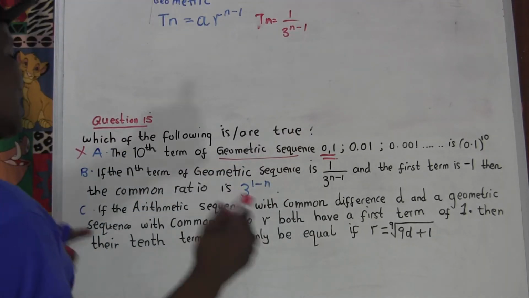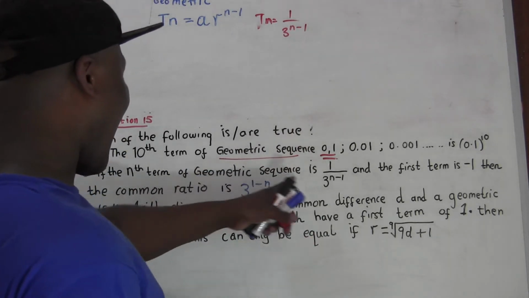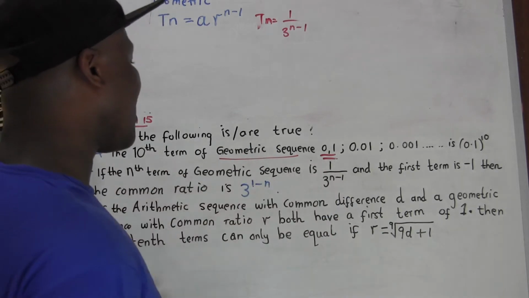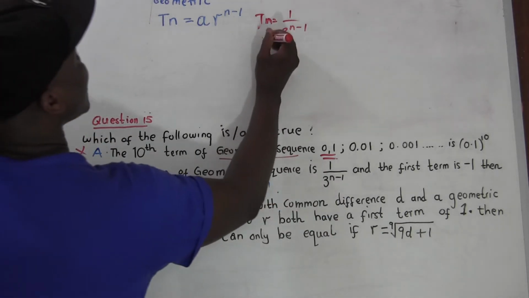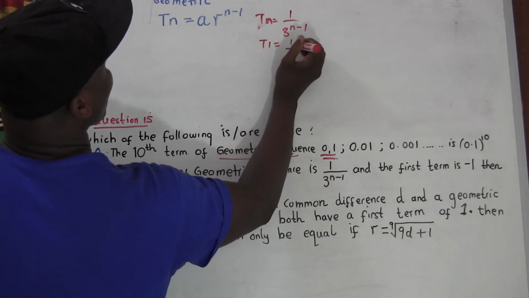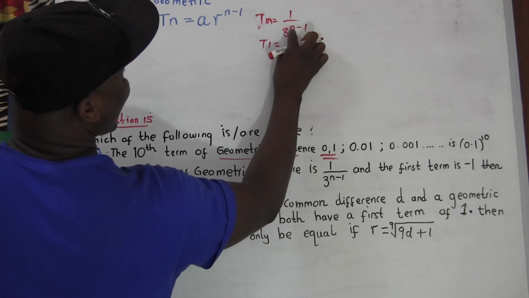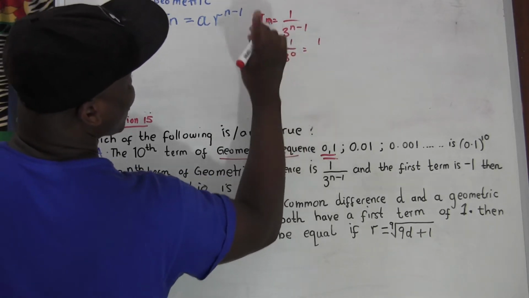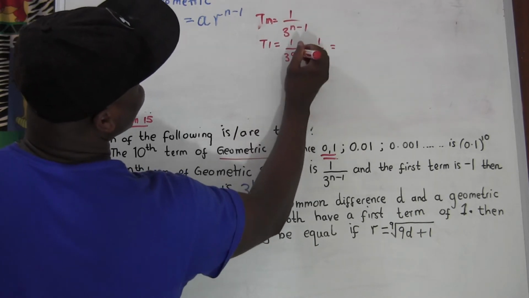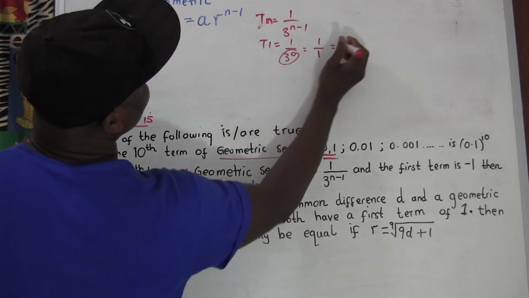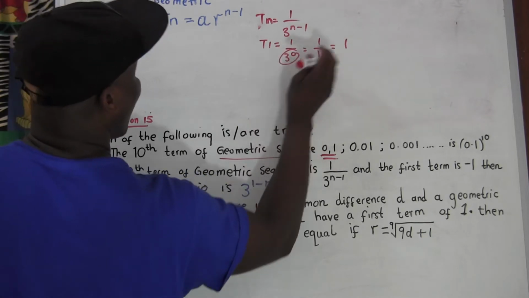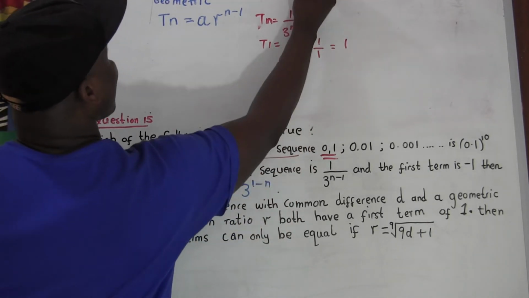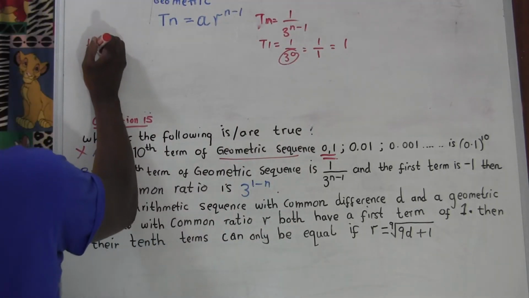Okay, so if you say T1, because this is Tn, 1 over 3. When you say T1, don't worry about whatever they ask. It's going to be T1 equals 1 over 3, with n equal to 1, so 1 minus 1 equals 0. So 3 to the power 0 equals 1. So it's 1 over 1. So T1 equals 1, meaning the first term, term 1, equals 1.